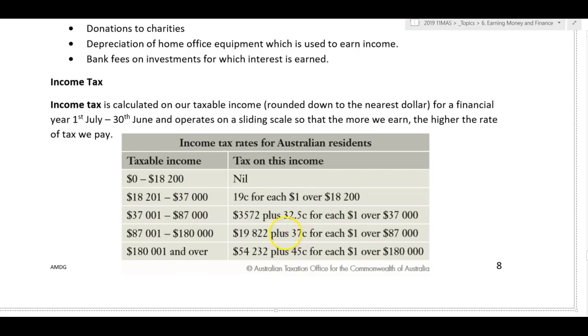But generally speaking, in fact, I could say here that more than half of all people filing a tax return would pay less than 32.5 cents in the dollar for their last dollar earned. The highest rate of income tax that you pay, because you pay it at your top rate and everything below that, the highest rate is what we call your marginal rate of tax.